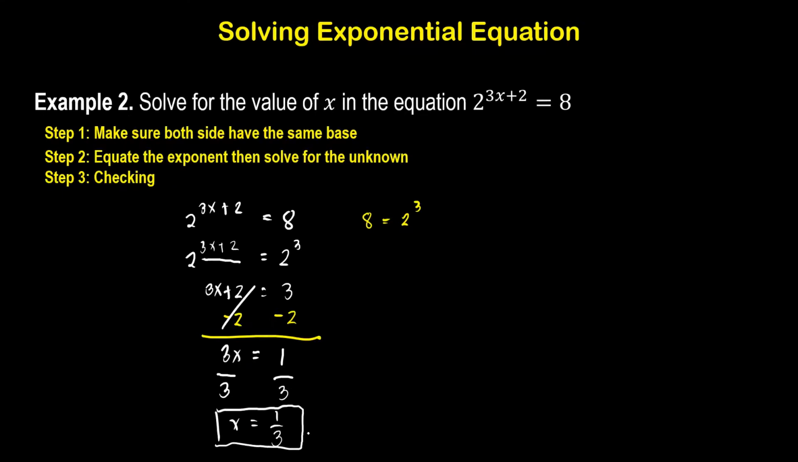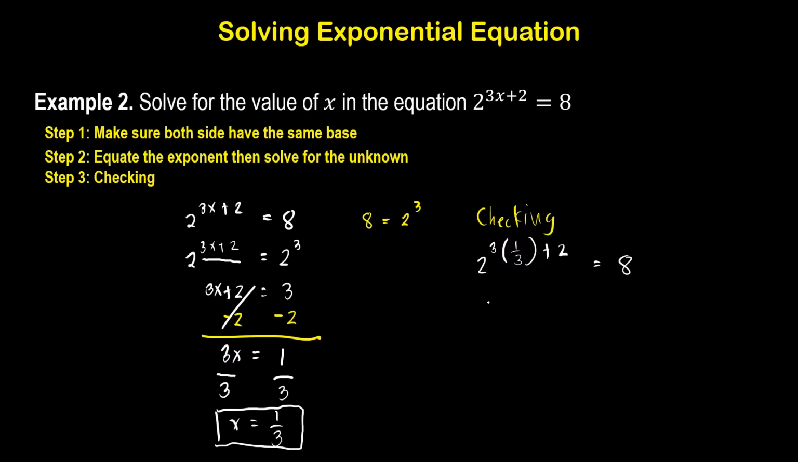Now, again, to make sure na tama yung x variable natin, we do the checking. That's our third and last step. For the checking, of course, again, we need to use the original equation. Gagamitin natin yung original equation, which is 2 raised to 3x, or 3 times the value of x, which is 1/3, plus 2, equal to 8. Of course, ang gagawin natin dito, we try to make sure na yung value ng left side equation is equal to 8.